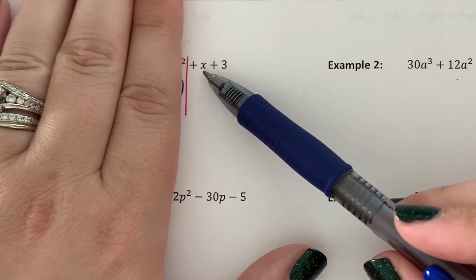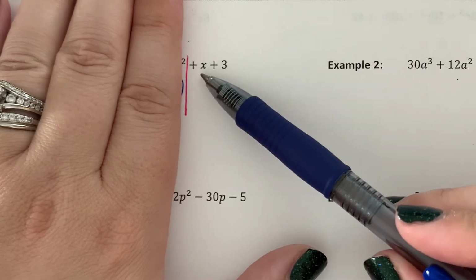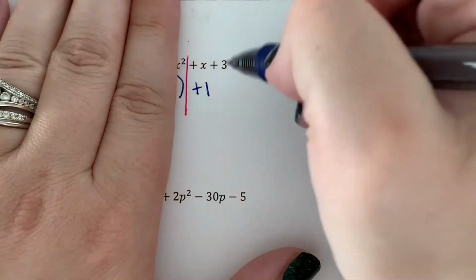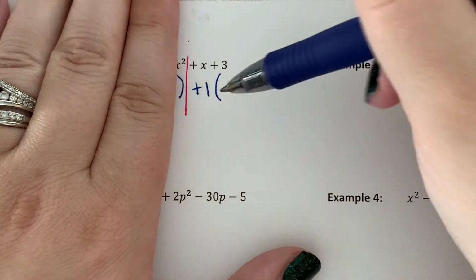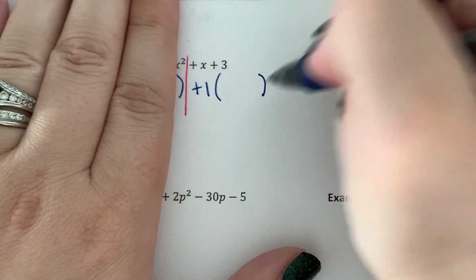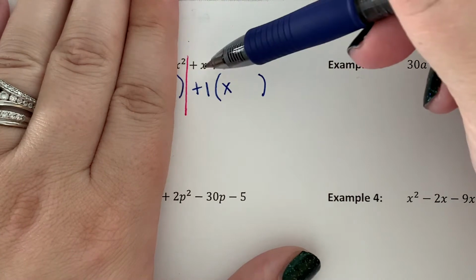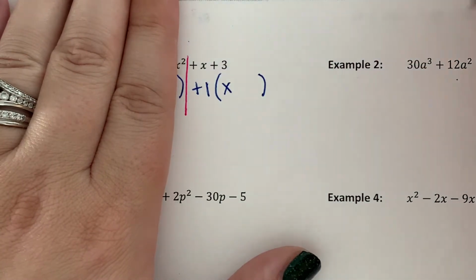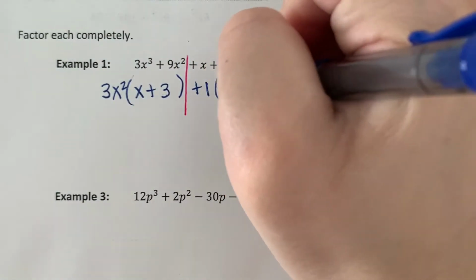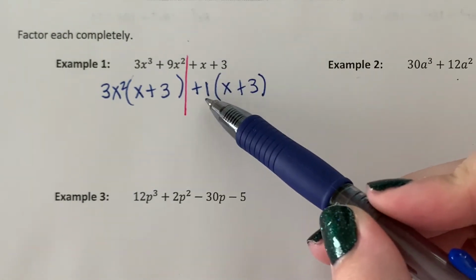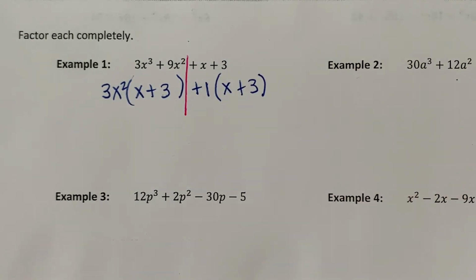If there's nothing that I can pull out here as far as looking at a coefficient, you can always pull out a 1. So I'll pull out a 1, and then I'm going to say 1 times what gives me x, 1 times x gives me x, 1 times what gives me 3, 1 times 3 gives me 3. So if there's no GCF that you can pull out, you can always pull out a 1.